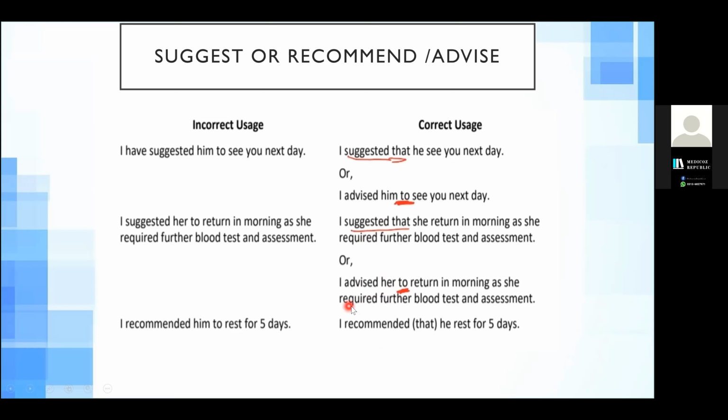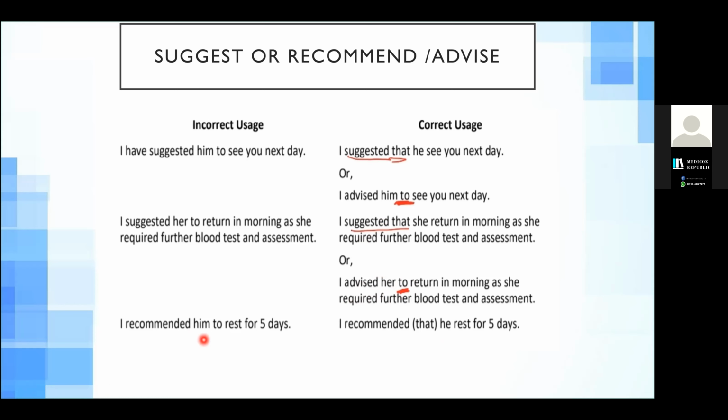Here is an example of the word recommend. I recommended that he rest for 5 days. You cannot say I recommended him. This is a very common mistake that we usually make. I suggested him, I recommended him, or the doctor recommended him, or the GP suggested him.